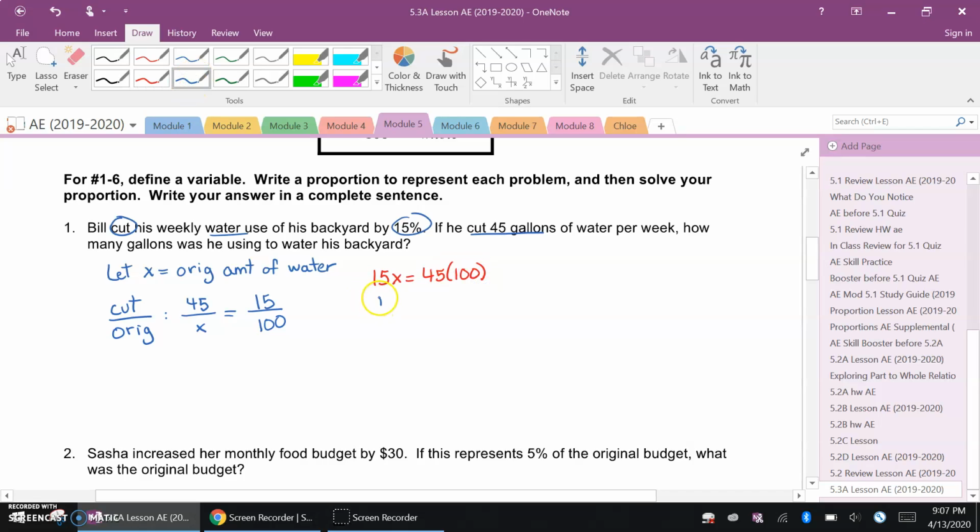If you put that into your calculator, you will get 4,500. And we're not quite finished here because we need to get X all by itself, so we'll divide both sides by 15. So just a reminder, using the calculator, the 4,500 goes in first, and then the divided by, and then the 15. And when you do that, you are going to get 300. So that means that Bill was using 300 gallons of water for his backyard.